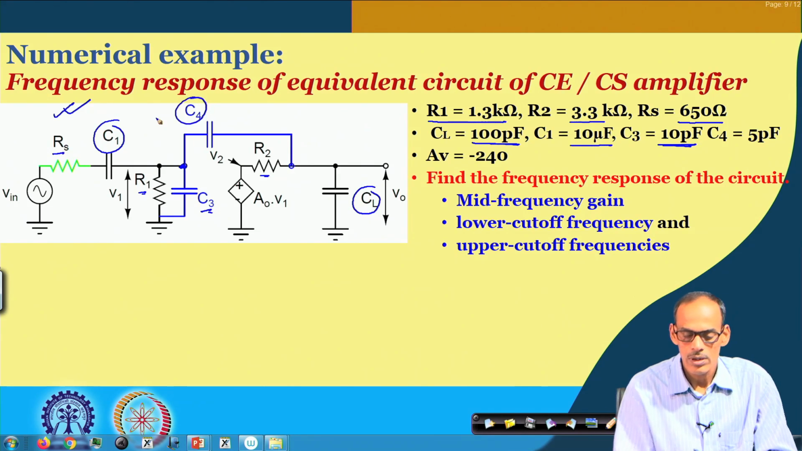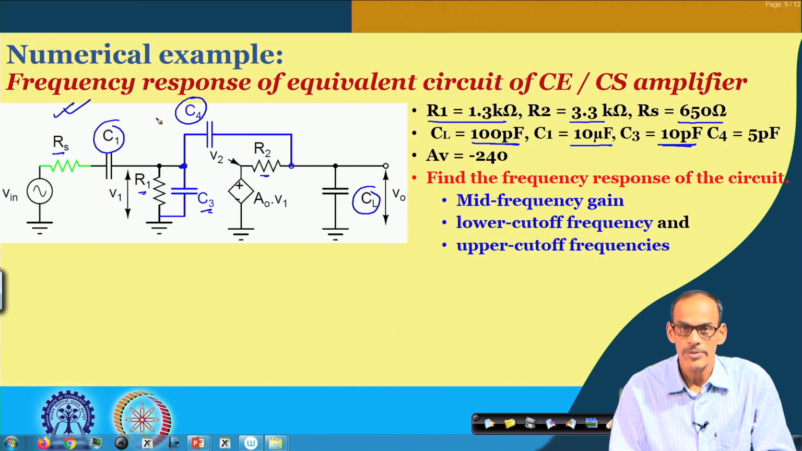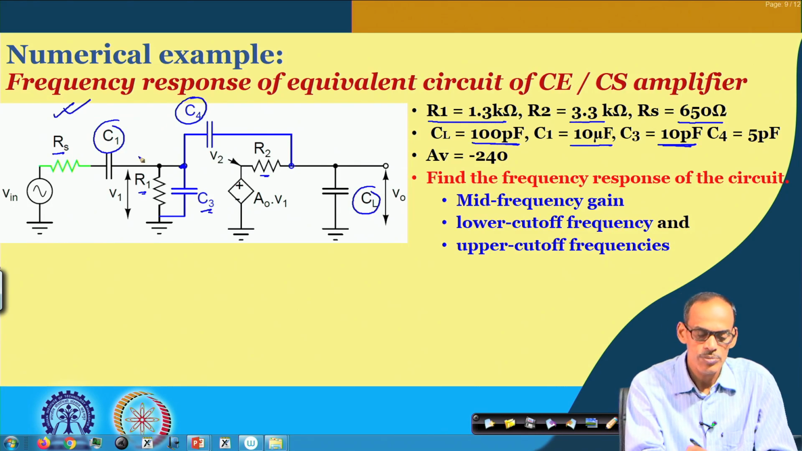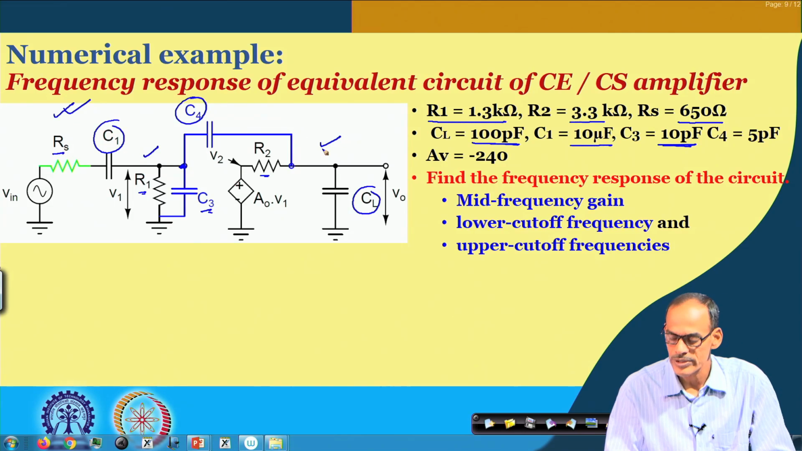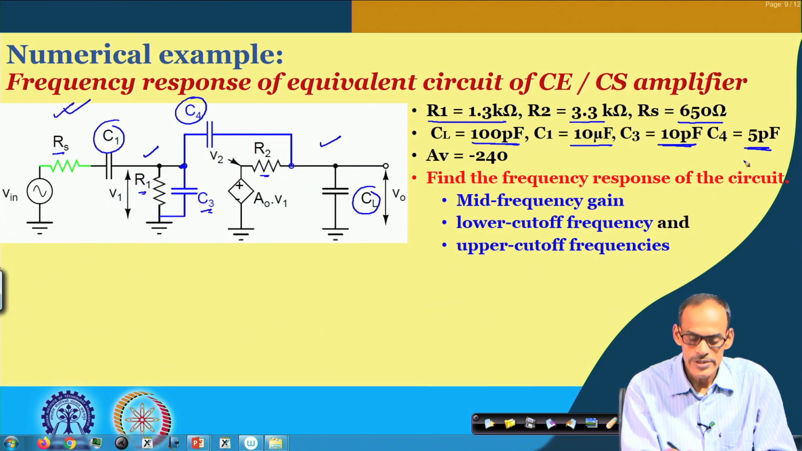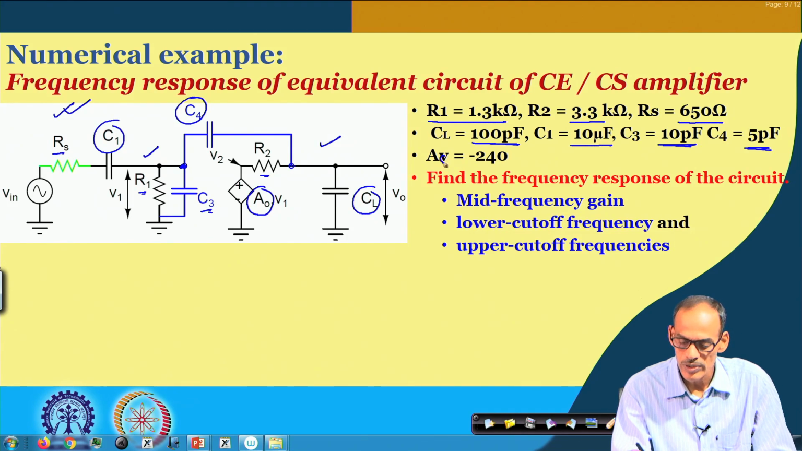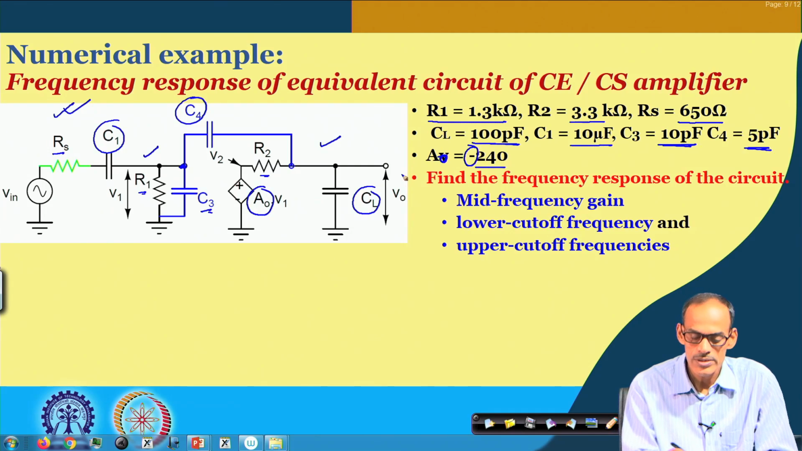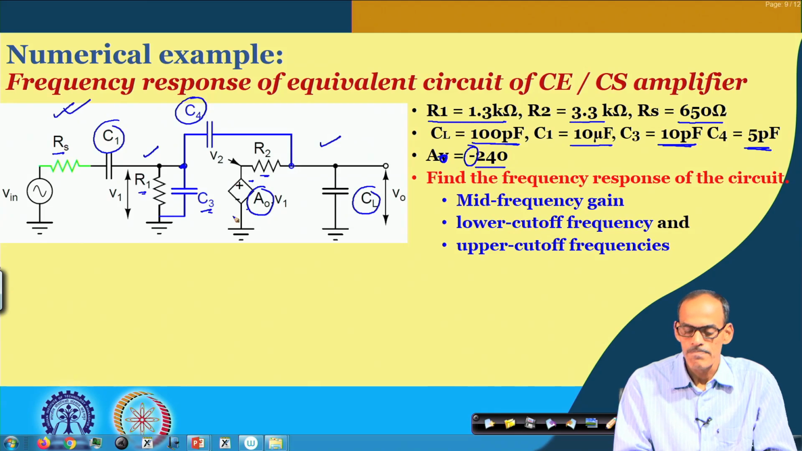C 4, the Miller effect capacitance, the capacitor which is bridging the input and output terminals of the circuit, is 5 picofarad. And let you consider this voltage gain A V, or A naught in this case. So, we are denoting this by A naught, which is 240 with a minus sign. So, that means actually this is minus and this is plus.